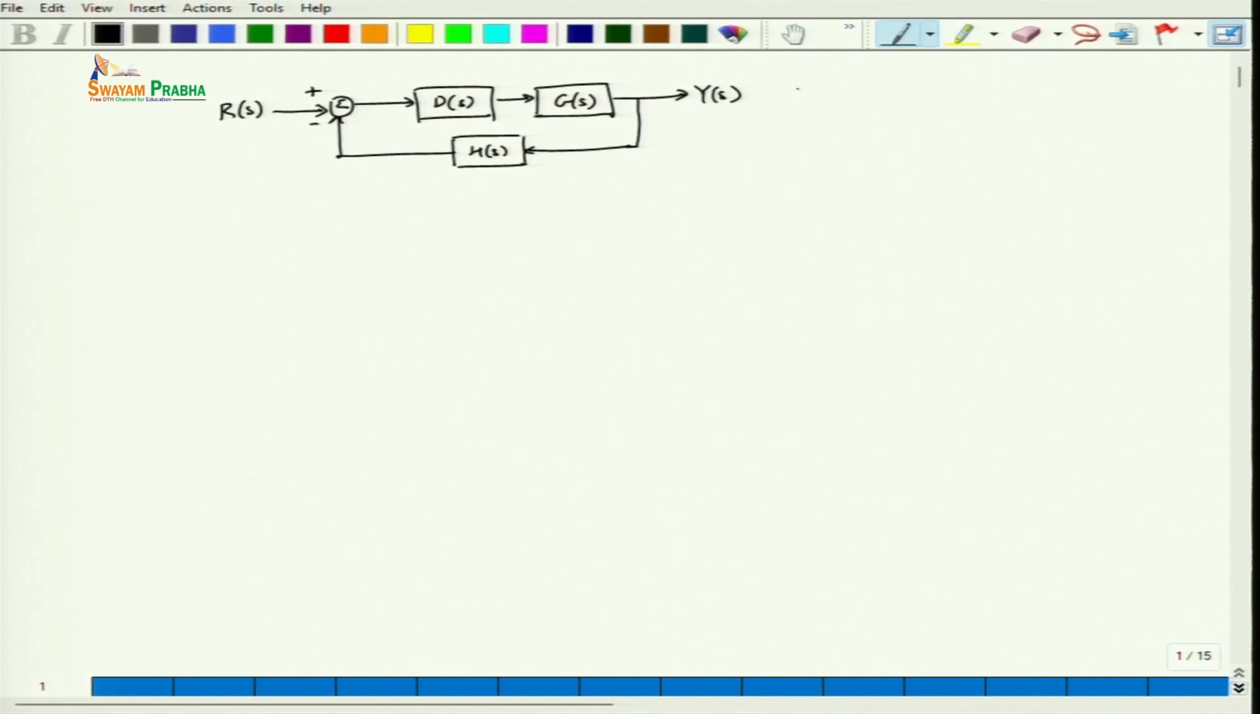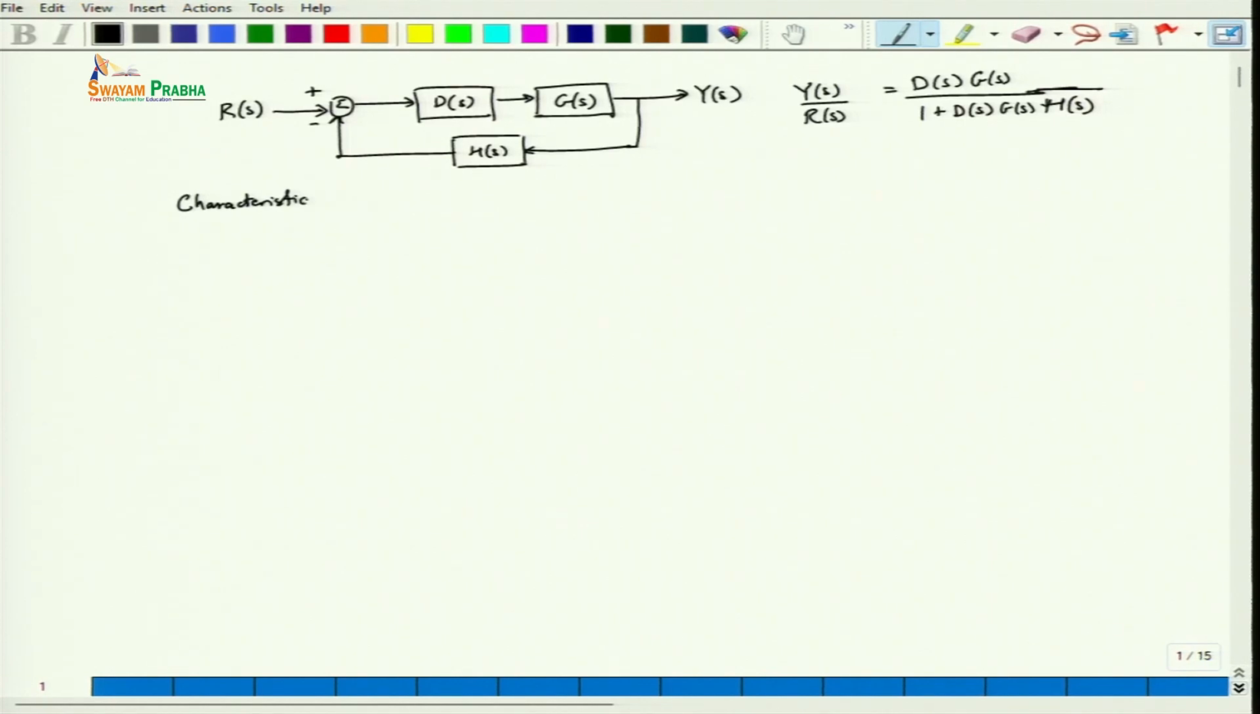So, we can write down Y of S divided by R of S as basically D of S into G of S divided by 1 plus D of S G of S into H of S. As you can see here, the numerator consists of multiplying the open loop part, and the denominator is 1 plus the open loop part into the feedback path. So, in this transfer function, we can find the characteristic equation.